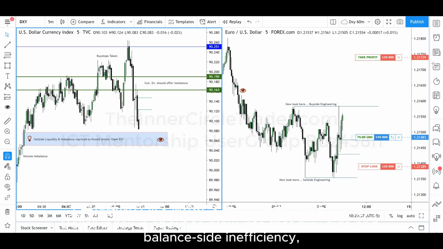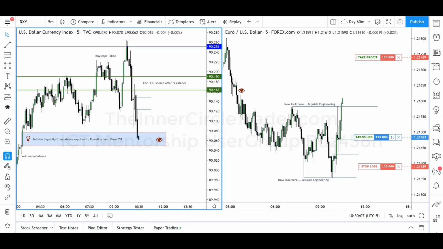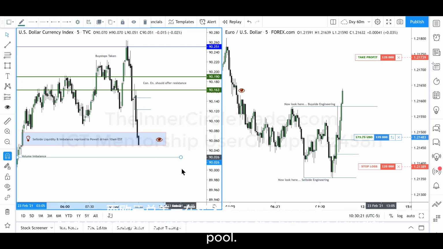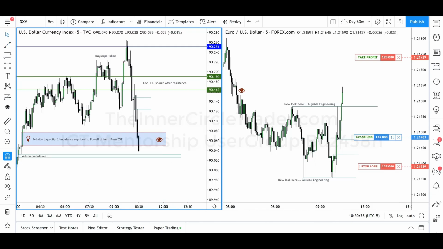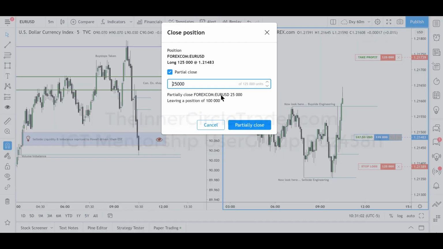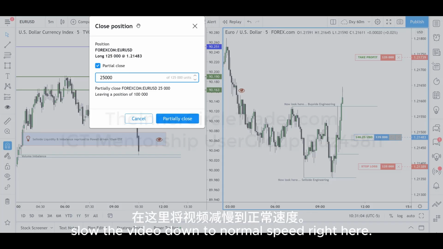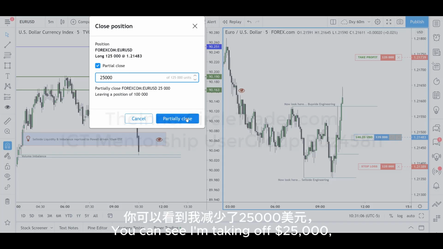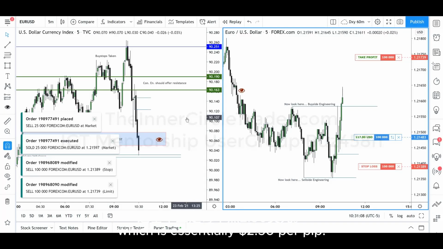Dollar index is about to plow into that buy side and balance, sell side inefficiency, as we see here. And euro dollar explodes above the buy side liquidity pool. And I'm going to take a partial off in here. I'm going to slow the video down to normal speed right here. You can see I'm taking off 25,000, which is essentially $2.50 per pip. And you can see the orders executing.